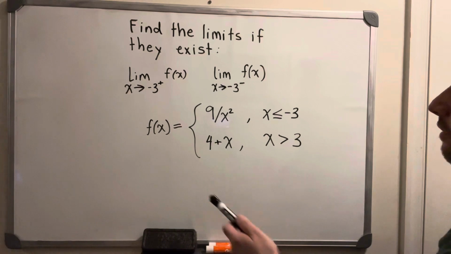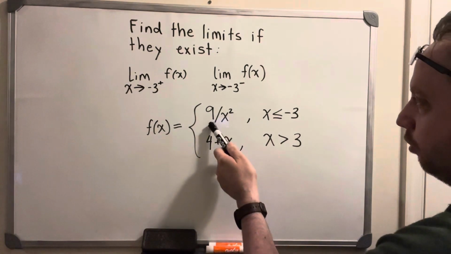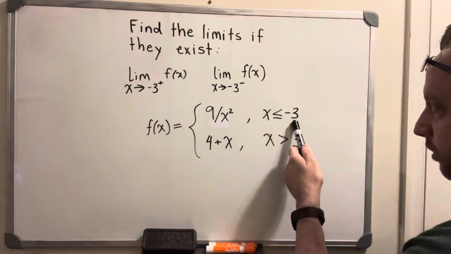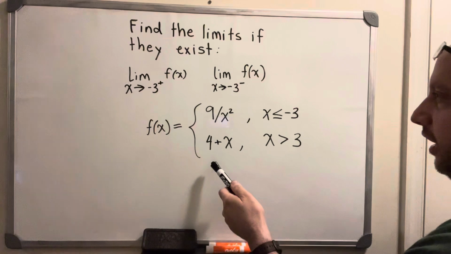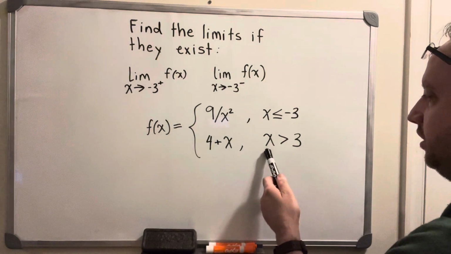And the function f of x is a piecewise function. It's equal to 9 over x squared if x is less than or equal to -3. And it's equal to 4 plus x if x is greater than 3.